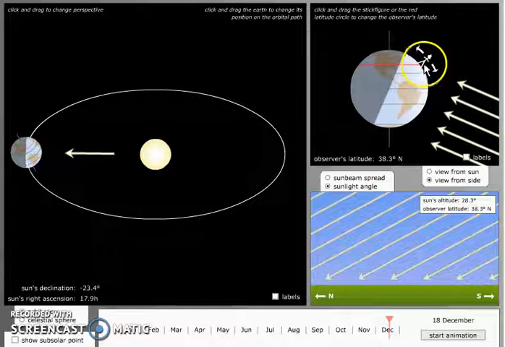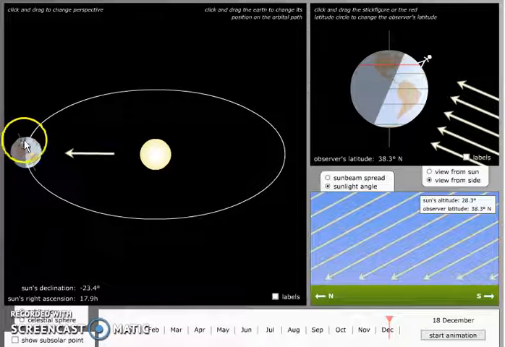Over here you can see we have a little observer. Our observer is standing in the northern hemisphere, which means that this observer is north of the equator. Here is the equator, and then there's the south part of the equator. This would be the South Pole and the North Pole. Over here, here's your axes, and we have the North Pole here and the South Pole here.